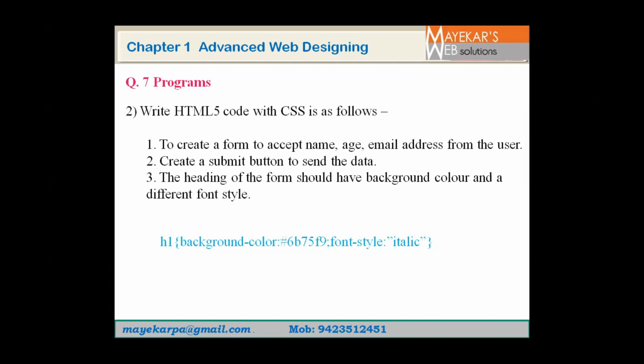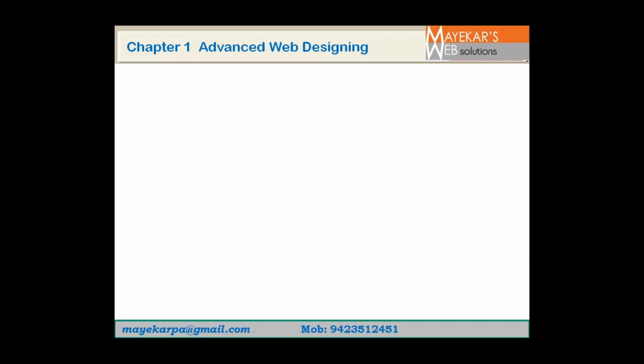Okay, so here I have specified a hexadecimal code that can be written in 6 digits: 6B75F9. Okay, these are 6 digits and it is prefixed with the hash sign. So this code I have assigned for the background color of the H1 tag. And font style I have meant italic. Okay, italic means the tilted characters will display. This type of style I'm going to use for this heading of the form. So now we are going to write a program.